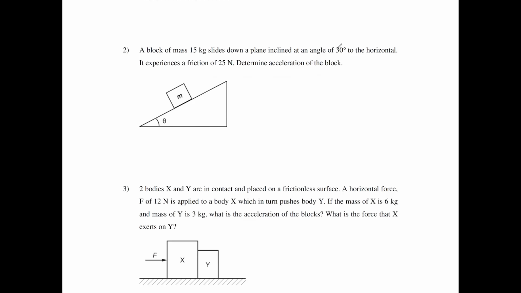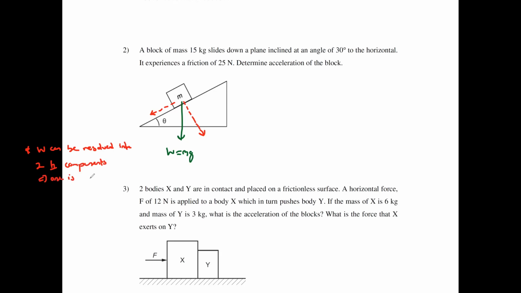So the first thing you could probably say is that there is a weight equals to mg on the block acting downwards. Now from here, you can do something else. You can actually resolve the weight into two components. You can resolve it into this direction and this direction. Okay, the weight can be resolved into two perpendicular components.